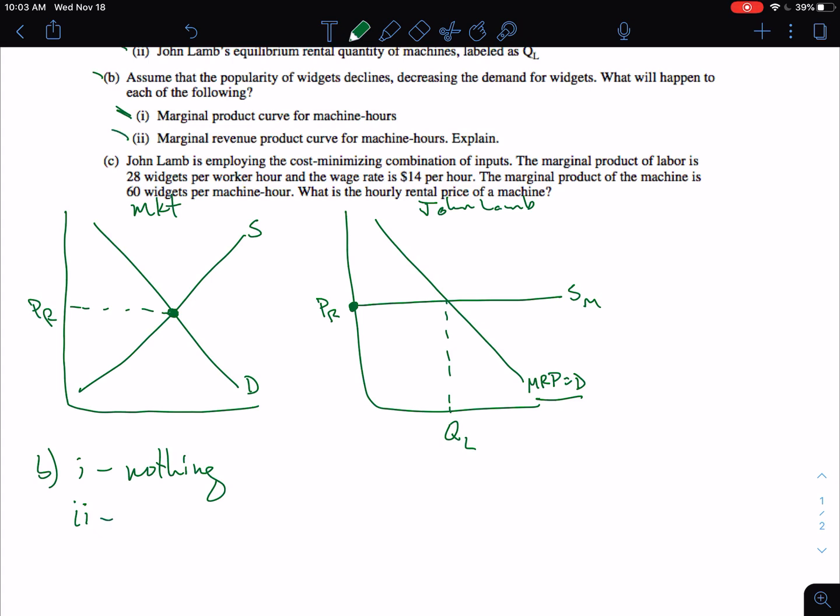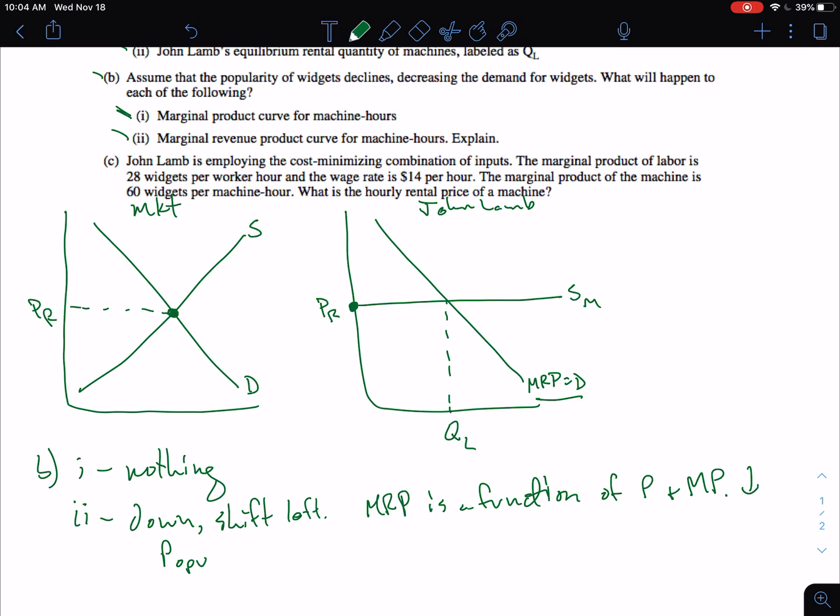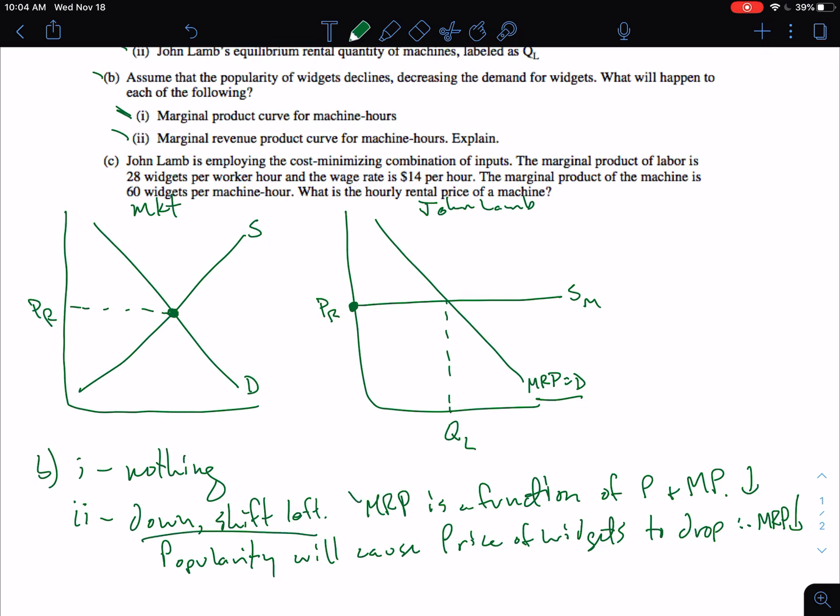Now the MRP curve, on the other hand, this will go down. And of course, if we're thinking graphically, it will shift left. Remember that MRP is a function of price and marginal product. The decrease in popularity will cause the price of widgets to drop. Therefore, MRP will drop. Okay, so that's what you've got there. So this is your what, and this is your why.